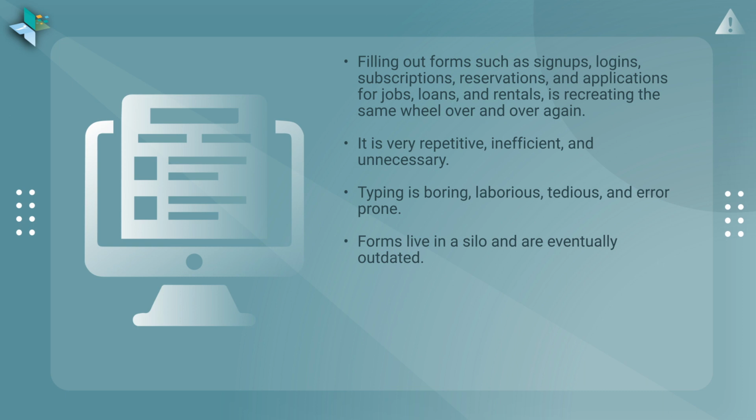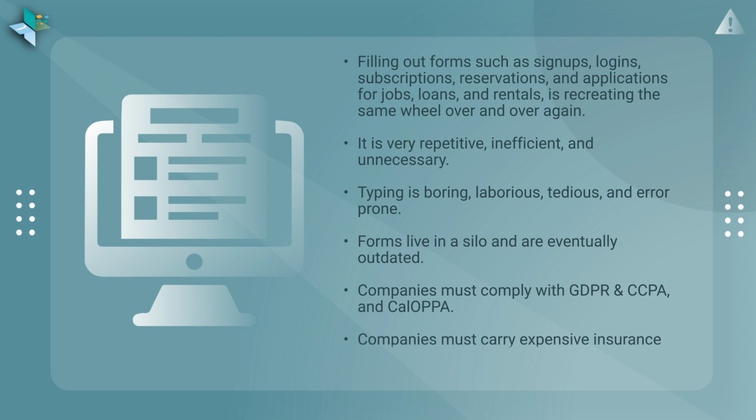And since they're carrying your personal information, companies must be compliant with GDPR, CCPA, and Cal-OPA if they do business in California, all of which is quite demanding and taxing. On top of that, they need to carry expensive insurance premium to protect them from hacking, phishing, and more. Well, that's a lot that could be entirely avoided. Let me show you.